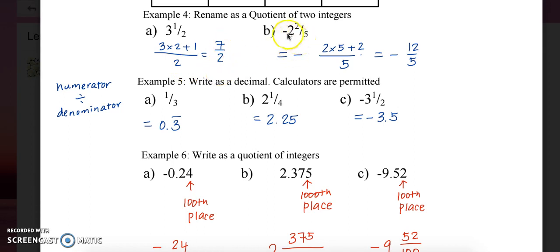The same goes here. It's a negative number, so leave the negative sign on the outside. To find the new numerator, you do 2 times 5 plus 2. You get 12 over 5. So it's negative 12 over 5.